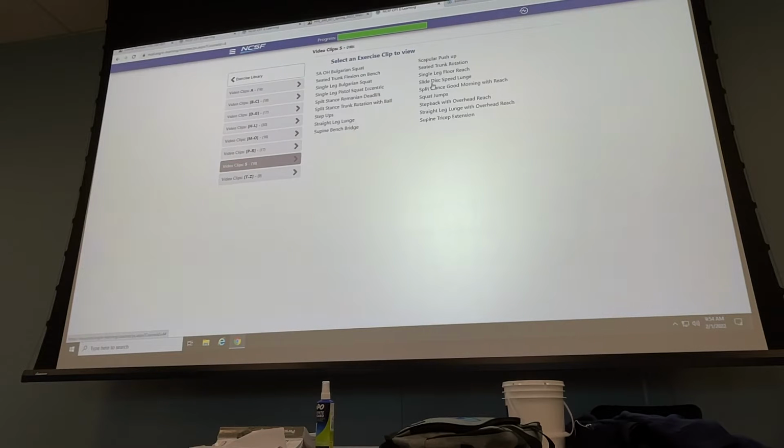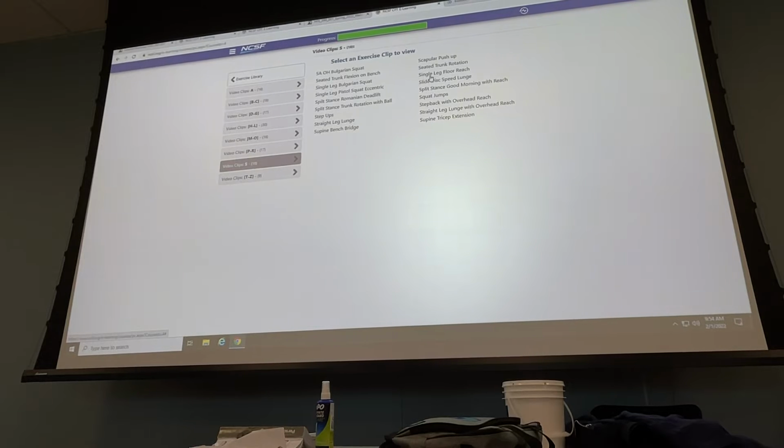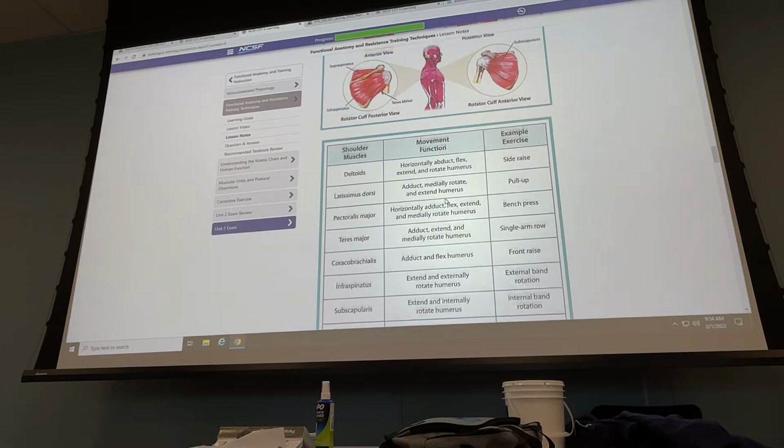Single arm row. I don't see any single arm row. They got a lot of other exercises. Single arm row. I'm not sure how they instruct this one. I like to have my hand on a box or a bench and row like this. I know some people will put one knee on the bench, and I'll show you what I mean. But what that does is it makes them rotate and actually move a little bit more. So single arm row would get the teres major, the coracobrachialis.